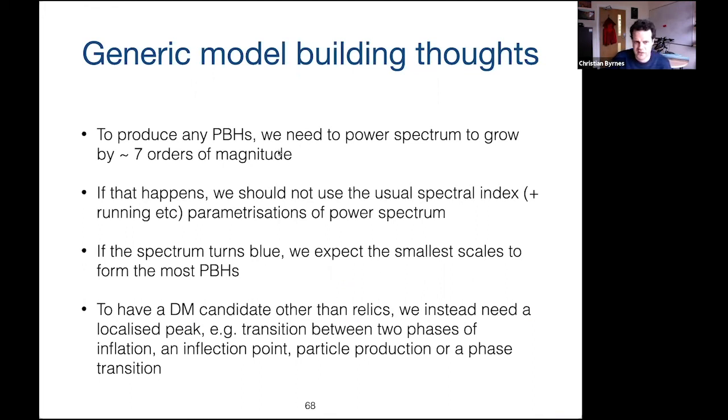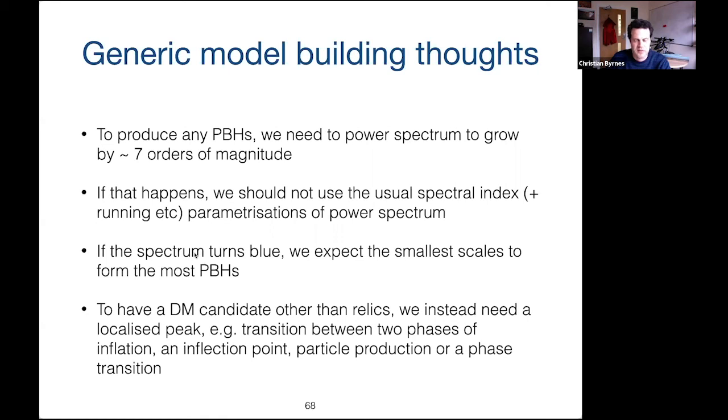To study such a case, you should not use the normal spectral index and the so-called running of the spectral index, which is the derivative of the spectral index with respect to k. Basically, all of these parameterizations are likely to break down if you go too far, to too strongly scale-dependent cases.